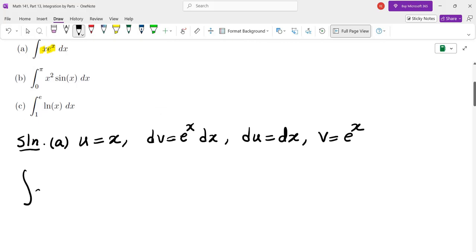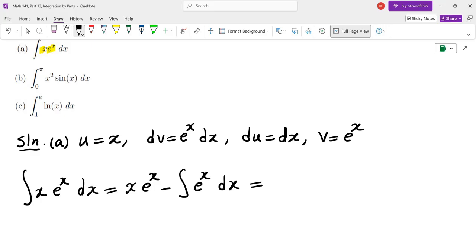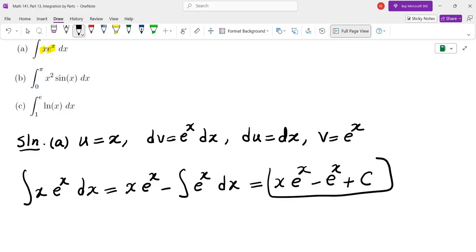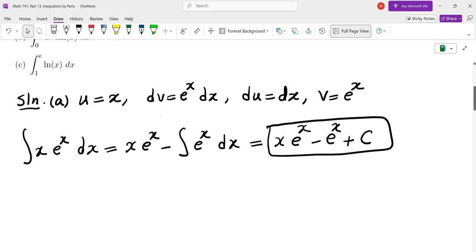Then we can go ahead and evaluate this using integration by parts. This is uv, x e to the x, minus the integral of v, which is e to the x, times du, which is dx. And now we know how to integrate e to the power of x. So this is going to be x e to the x minus e to the x plus c. This would be the answer to the first part of this problem.